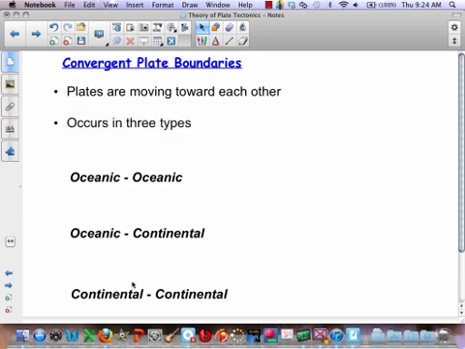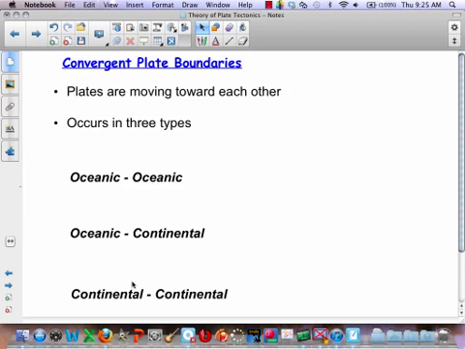And we have three types of convergent plate boundaries. If you know anything about math with probability, if you have two types of plates, you have three different ways that they can come together. So we have ocean colliding with an ocean. We have an ocean colliding with a continent. And then we have continents colliding with continents.